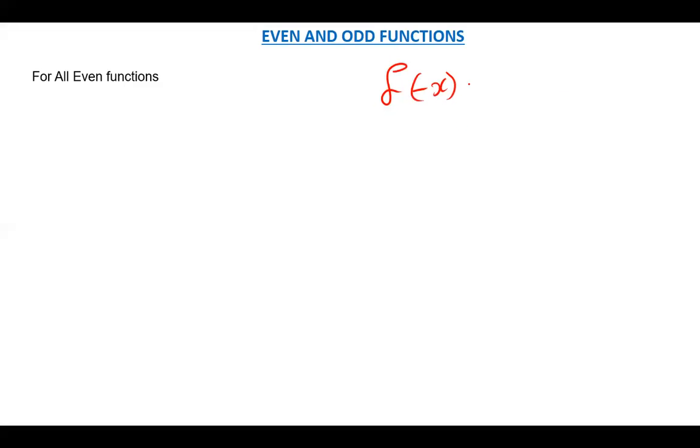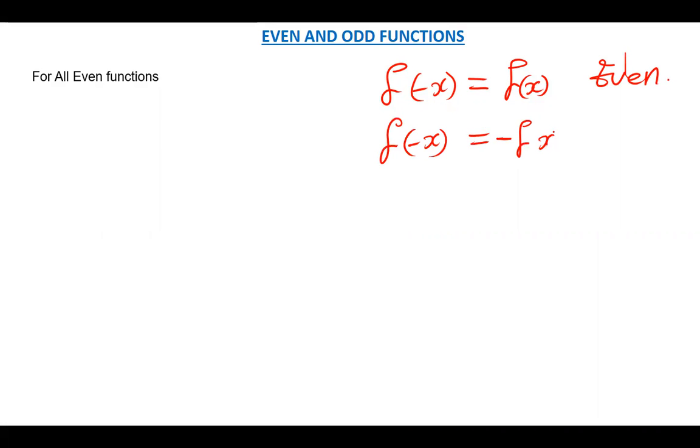So after testing that, if the answer that you get is equal to f of x, then the function that you've been given is even. And then if you test it with f of negative x, and you discover that the answer that you get is negative f of x, this implies that the function is an odd function.